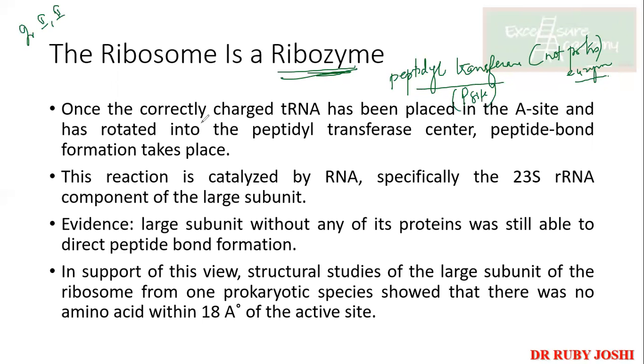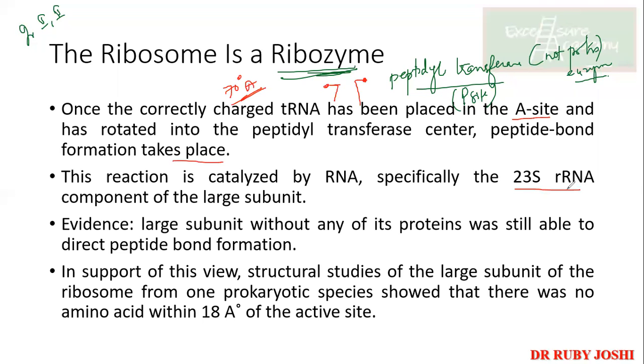Now, once the correctly charged tRNA has been placed in the A site and rotated into the peptidyl transferase center, the peptide bond formation takes place. If you remember, the tRNA at the A site gets twisted by this rotation, which is also known as accommodation, by around 70 angstroms. This reaction is catalyzed by RNA, which is the 23S rRNA component of the large subunit.